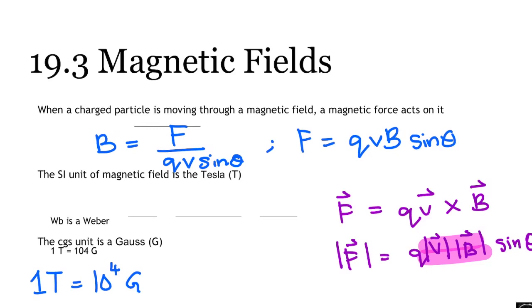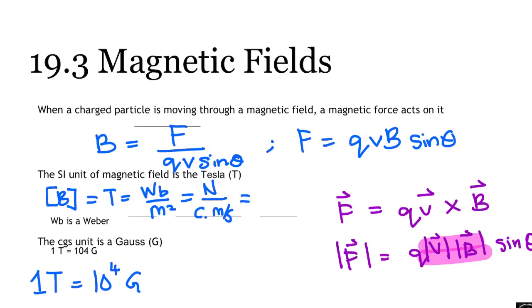If we refer to the dimension analysis of B, it is equivalent to Tesla in SI unit, which is actually a derived unit from Weber over meter squared. Weber itself is Newton over Coulomb dot meter per second, which is equivalent to Newton over ampere dot meter, because Coulomb per second is ampere. So this is the basic, fundamental unit for B, the magnetic field. Okay, this is the derived unit.